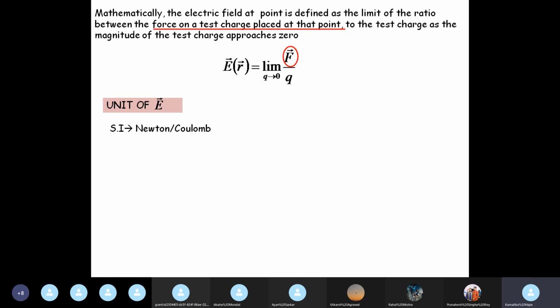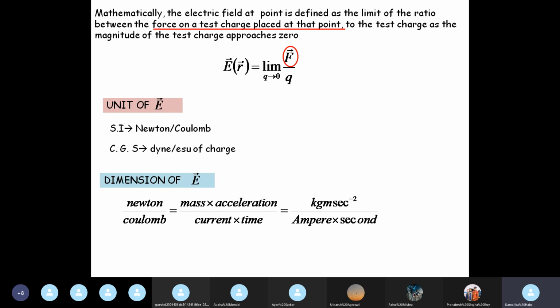F equal to QE, so E equal to F by Q, force by charge. So in the SI system, it is Newton by Coulomb, and in the CGS system, it is dyne by electrostatic unit of charge. You know the CGS unit of charge is 1 ESU of charge. So in the SI system, the unit of E is Newton per Coulomb, and in the CGS system, it is dyne per ESU of charge. Dimension of E. This is a question that often comes in the exam. Okay, you have to find out the dimension of E.